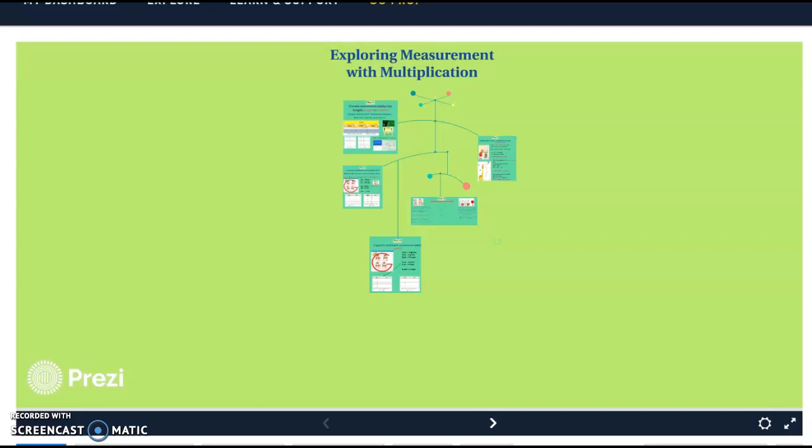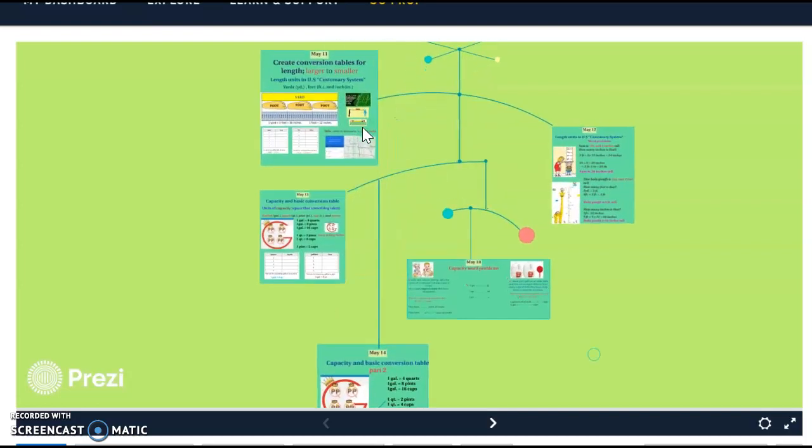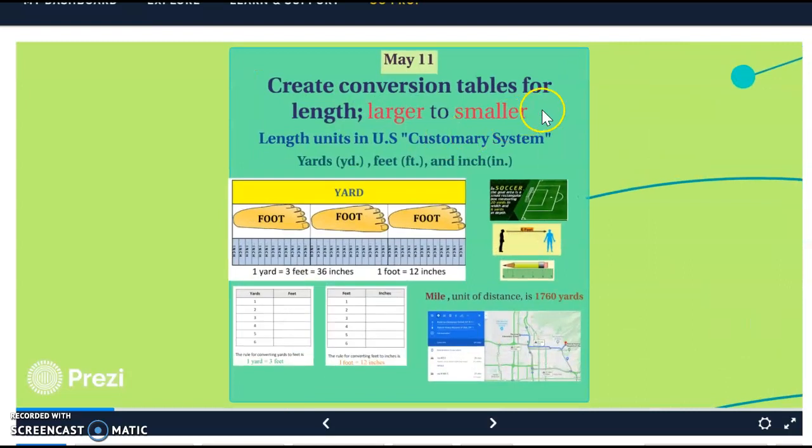Hello everyone. Today we start a new module, or chapter, in 4th grade math, exploring measurement with multiplication. Unlike other countries, in the United States we don't use the metric system for measurement. We use the customary system. In today's lesson, we focus on length units in the US customary system and create conversion tables for length from larger to smaller units.